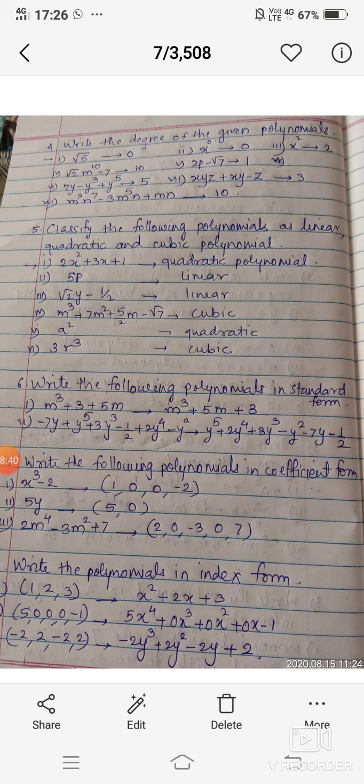Last question, write the polynomials in index form. 1, 2, 3, so the number of coefficients is 3, so the degree is 2, so we write x square plus 2x plus 3. 5, 0, 0, 0, minus 1, so 5x raised to 4 plus 0x cube plus 0x square plus 0x minus 1. Minus 2, 2, minus 2, 2, the terms given are 4, so the degree is 3: minus 2y cube plus 2y square minus 2y plus 2. And in the last question there is one activity, so solve that activity.